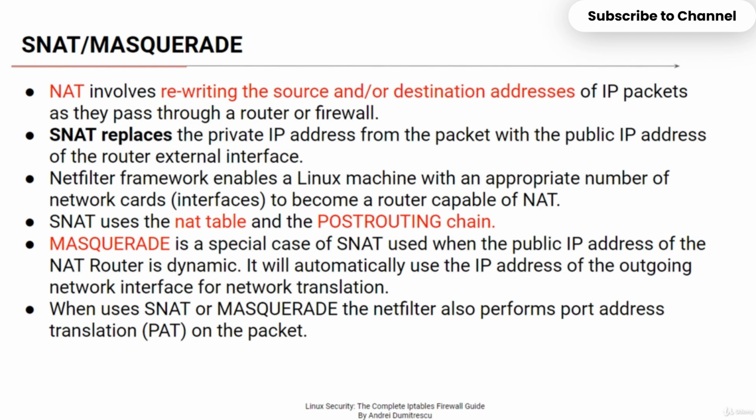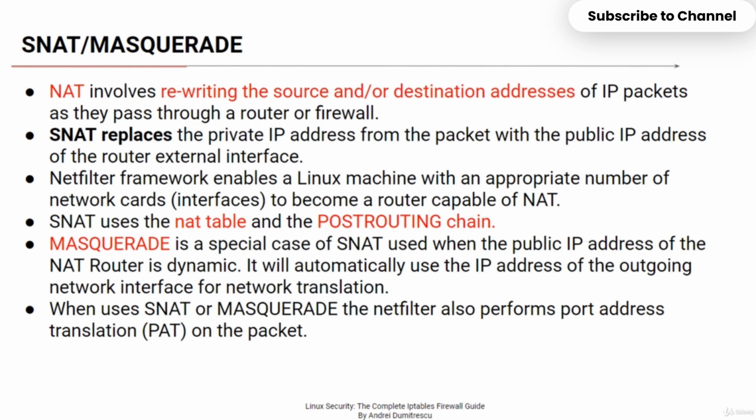You'll sometimes hear the term masquerade. What is masquerade? It's a special case of SNAT used when the public IP address of that NAT router is dynamic. It will automatically take and use the IP address of the outgoing network interface for network translation. We use masquerade when there is a DSL, coaxial or fiber internet connection with a dynamic IP address.